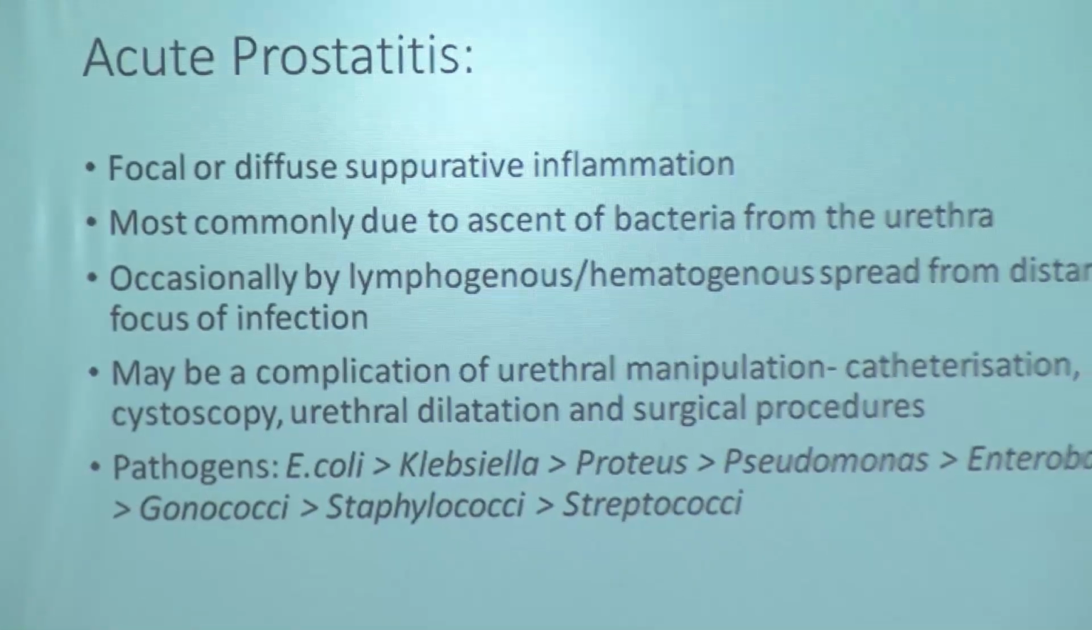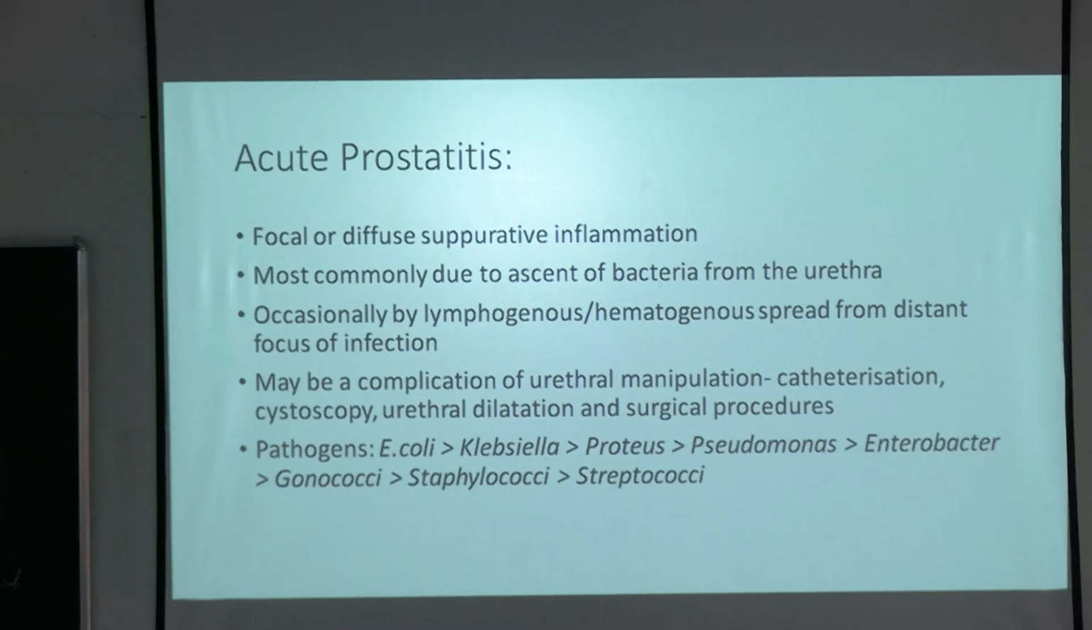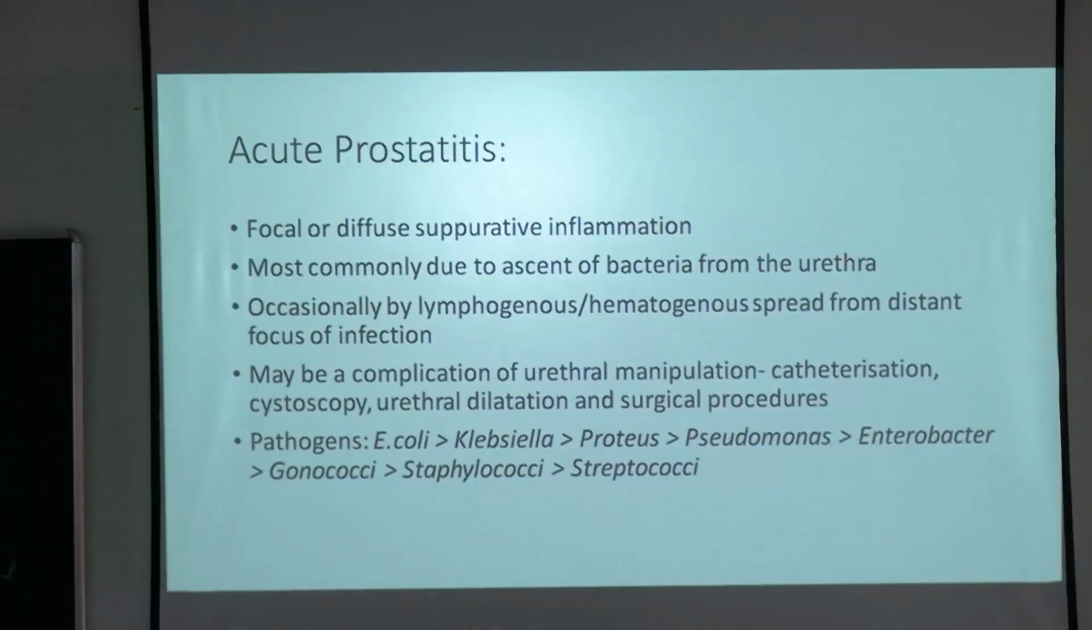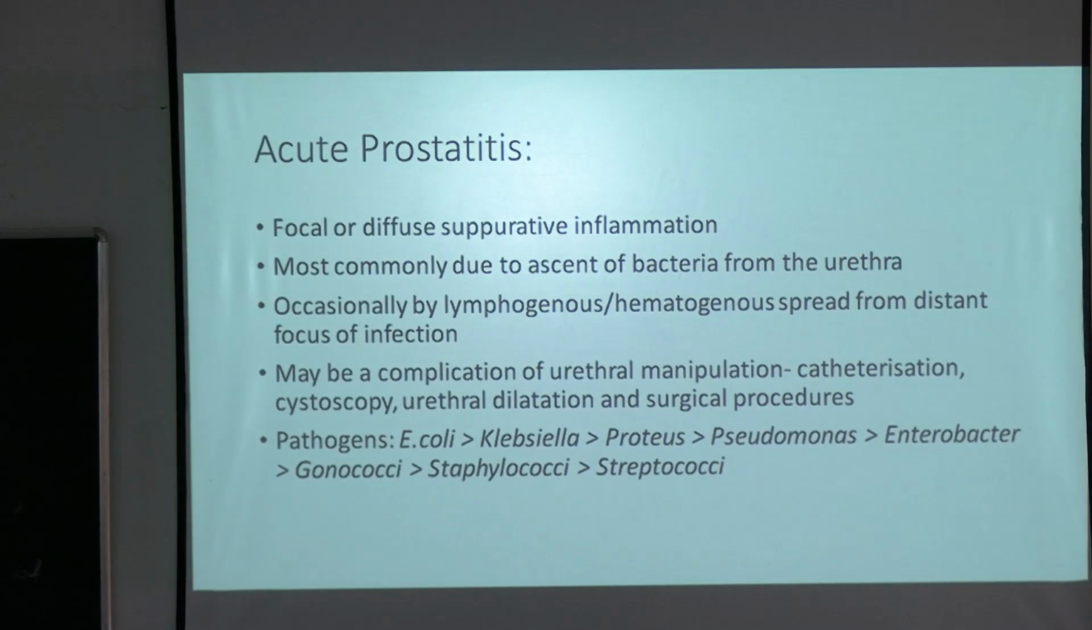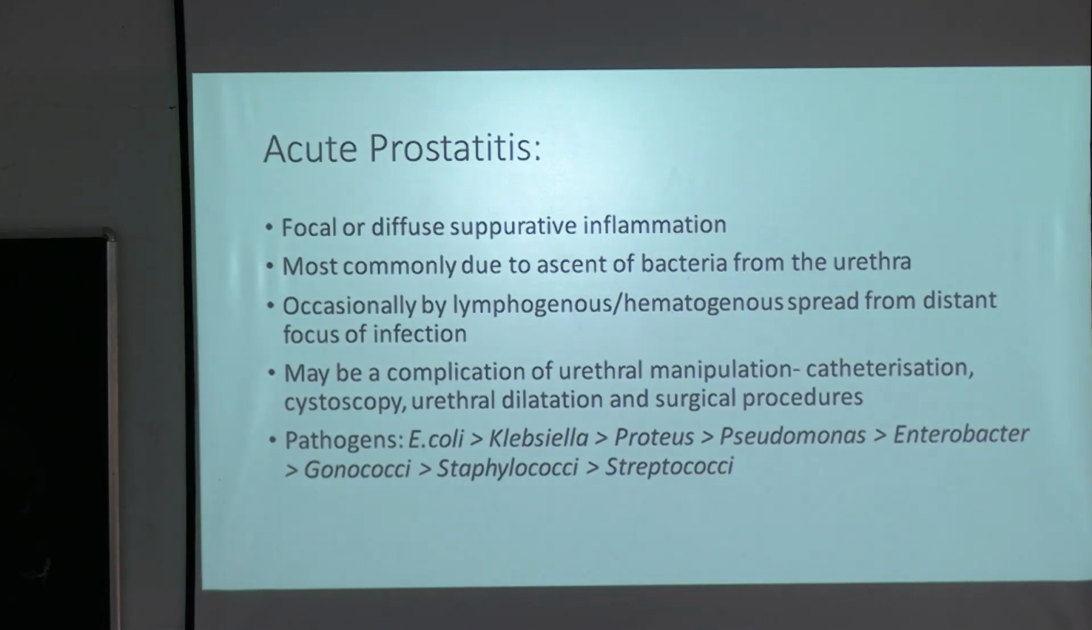So what is prostatitis? As the name suggests, it is an inflammation of the prostate gland, right? So what can be the types of prostatitis that we can deal with or we get in our day-to-day lives? One is acute inflammation, one is chronic inflammation, and the other is granulomatous inflammation, okay? So coming to acute inflammation. So what happens in acute inflammation? There will be a focal or diffuse inflammation of the prostate gland.